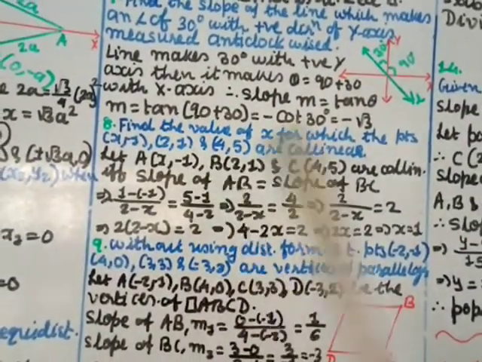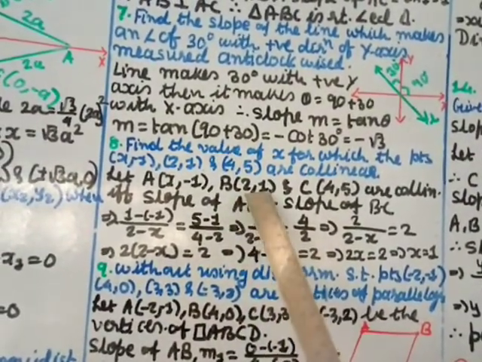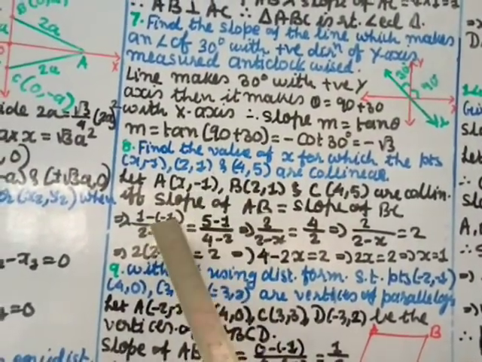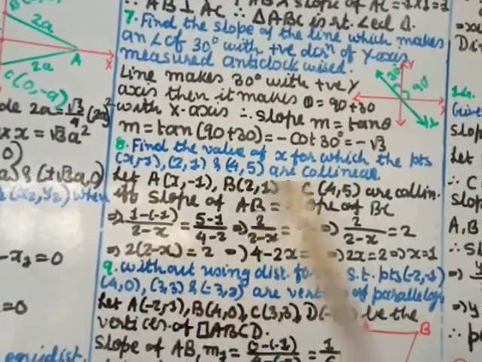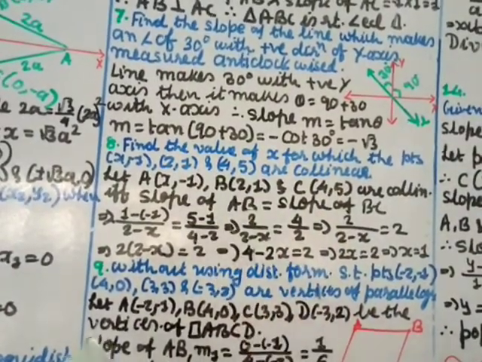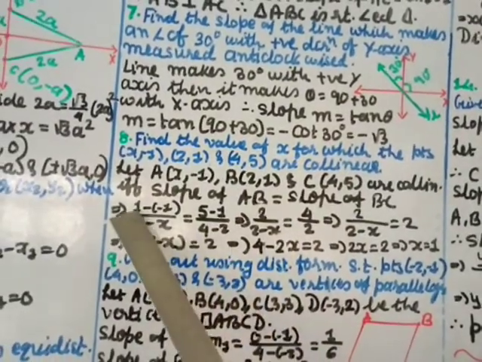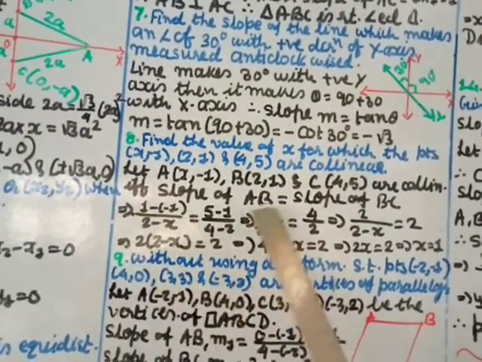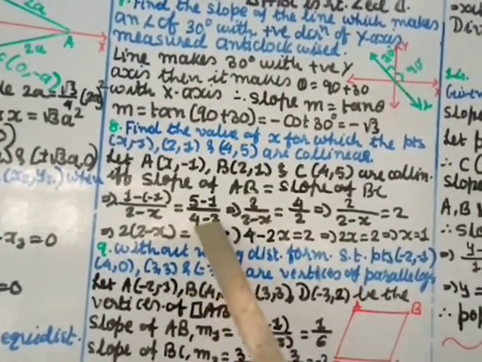Now slope of AB using the 2-point form: y2 minus y1, that is 1 minus (-1), and x2 minus x1, that is 2 minus x, equal to, for BC, y2 minus y1, that is 5 minus 1, divided by x2 minus x1, that is 4 minus 2. So 1 minus minus 1 is 1 plus 1, which is 2, divided by 2 minus x, equal to 5 minus 1 is 4, 4 minus 2 is 2.